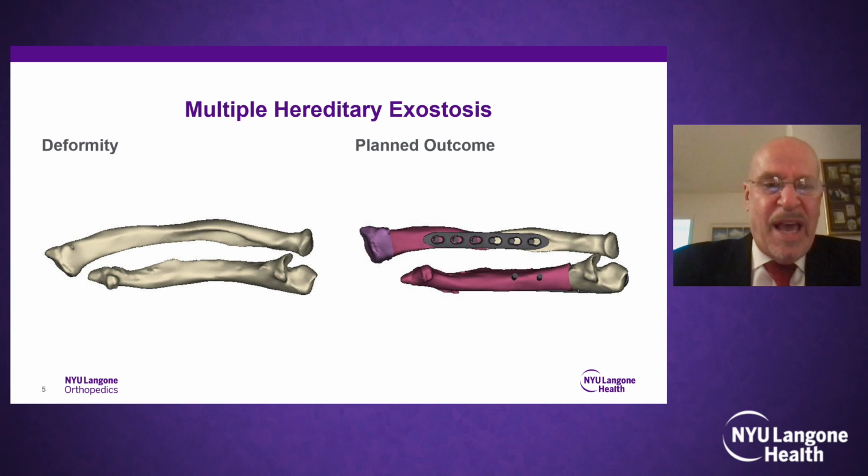So here is a case of mine. We had multiple hereditary exostosis, where you can see on the left are the deformed bones that the company was able to isolate using their technology. And on the right is what their planned osteotomy was to correct the deformity.